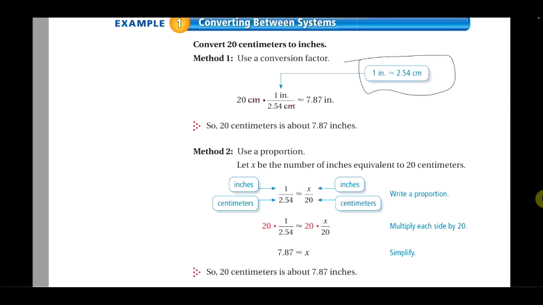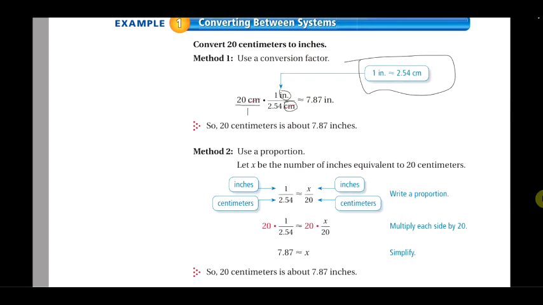I want you to notice the very interesting way they set it up. Any number by itself is always on the top in a fraction, so you can just assume that. You see how they wrote this conversion factor with inches on the top and centimeters on the bottom, and there's this red slash that goes through.